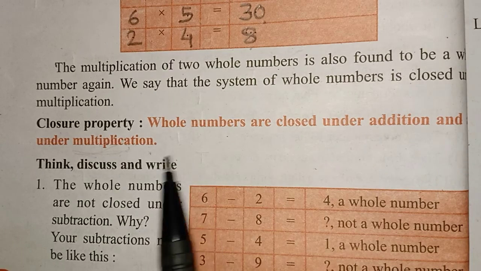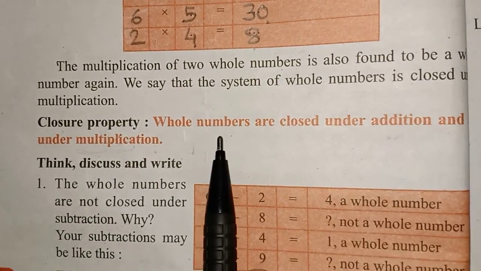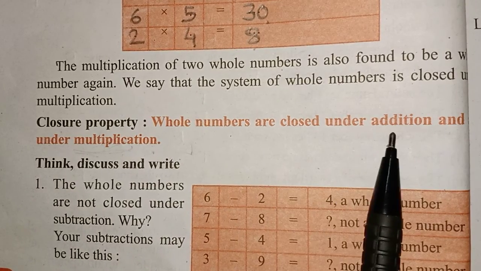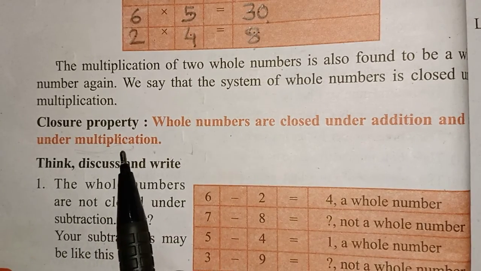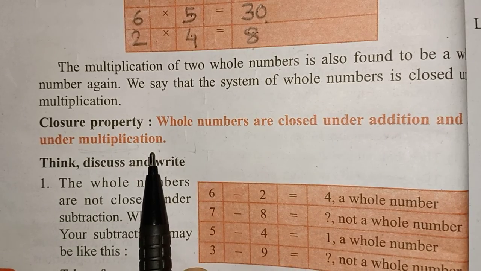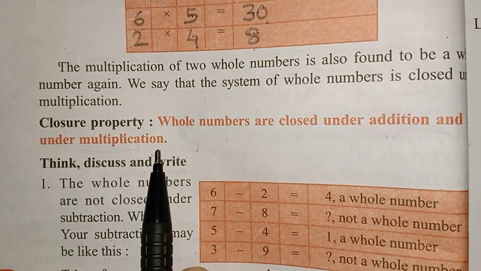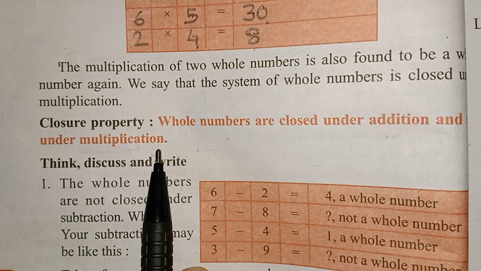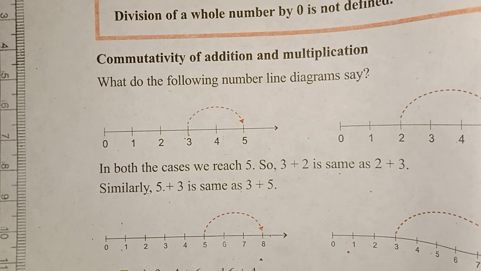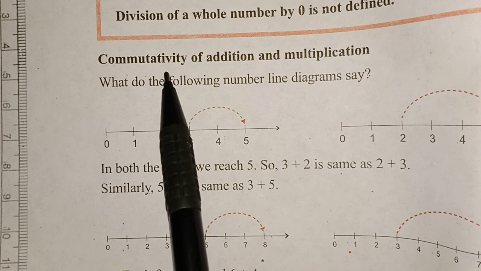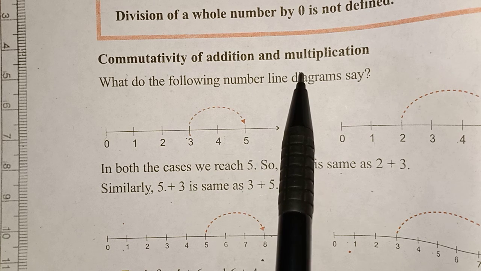So therefore we can conclude that whole numbers are closed under addition and under multiplication. I will repeat, which really means that if we add or multiply any whole number to another whole number, the answer is always a whole number. This is our first property, which is the closure property. Now our next property is commutativity of addition and multiplication.